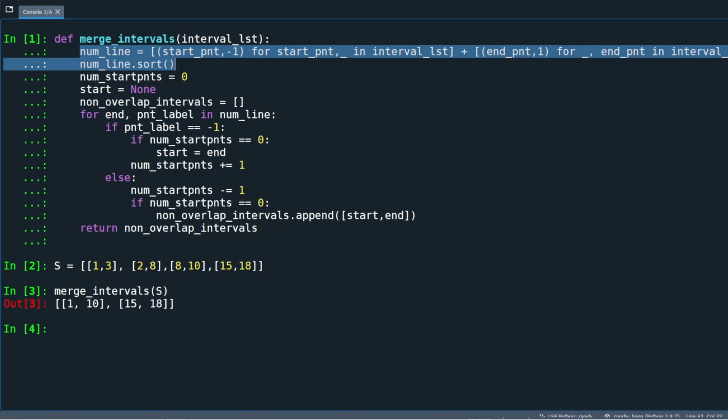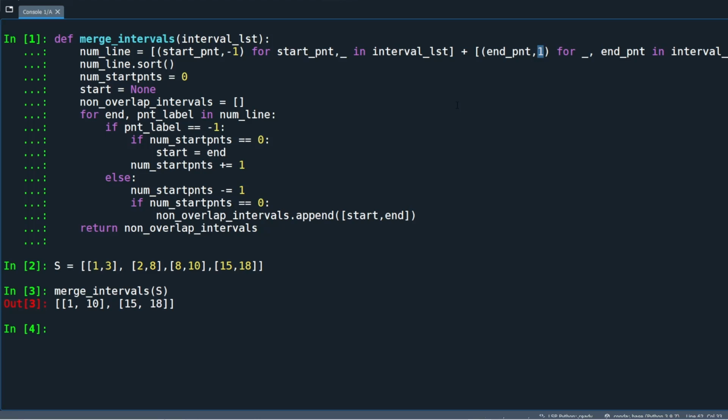Here is the trick. Since there may be a scenario where a number is a starting point for one interval and also an ending point for another interval, we label the starting point with a smaller number and the ending point with a larger number. Here we use -1 to represent the starting point and 1 to represent the ending point. With this trick, the starting point always appears before the ending point.